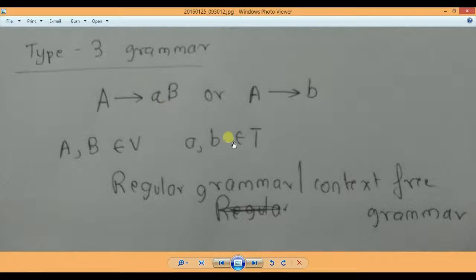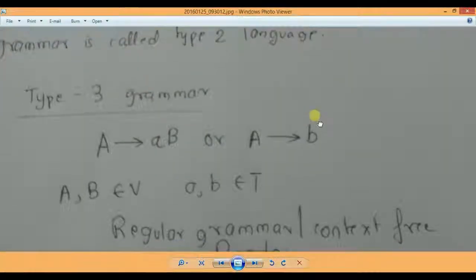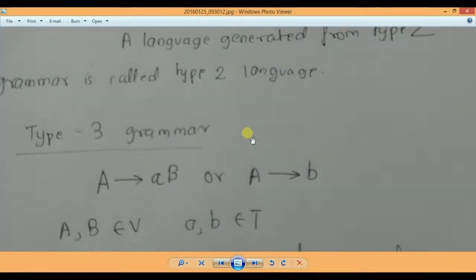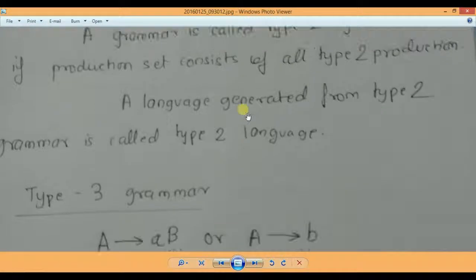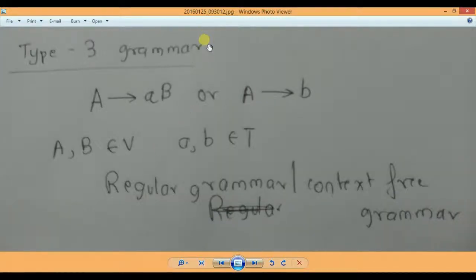Type 3 grammar's condition is A tends to small a capital B, or A tends to small a. If these conditions are satisfied, then it's a type 3 grammar. Obviously, for a type 3 grammar to be satisfied, it must satisfy type 2 grammar as well, and type 1 and type 0.